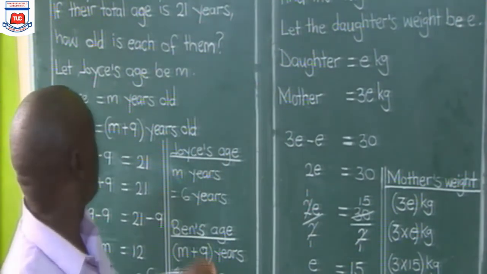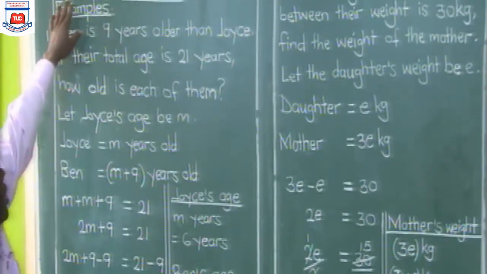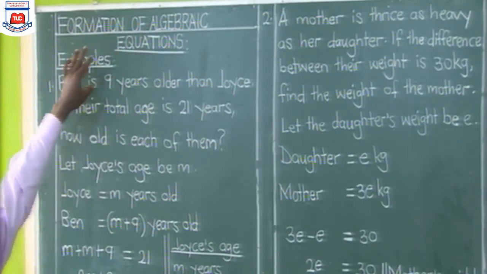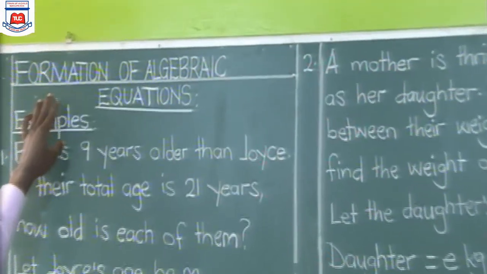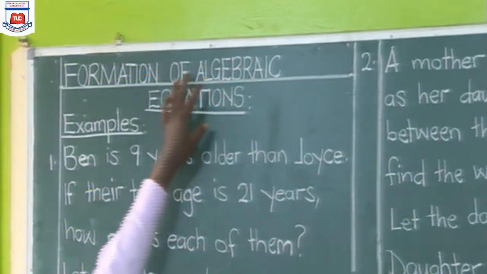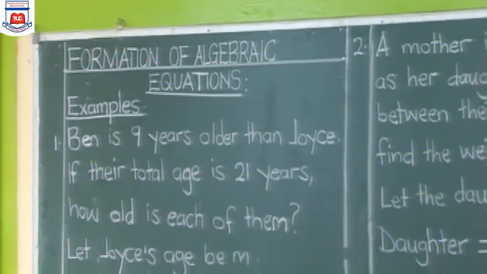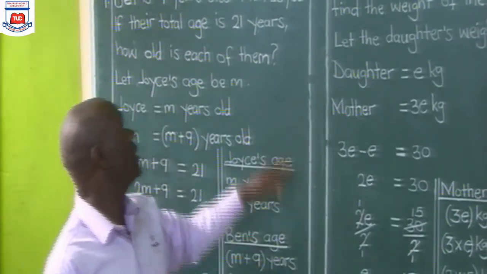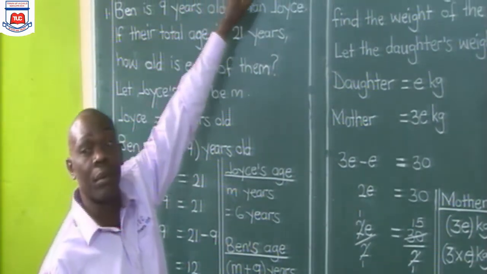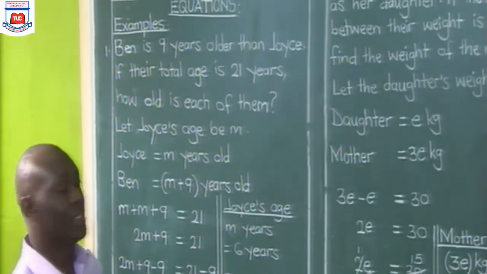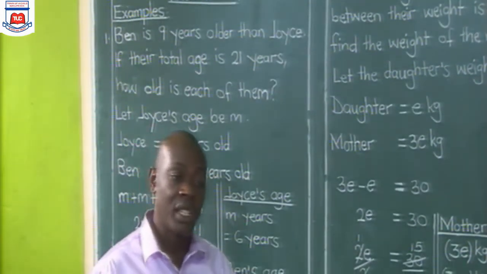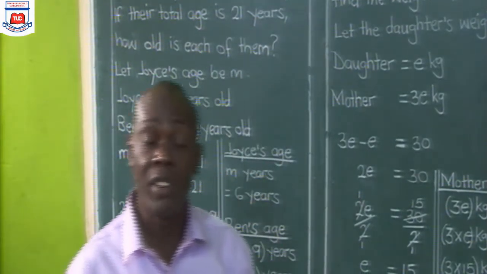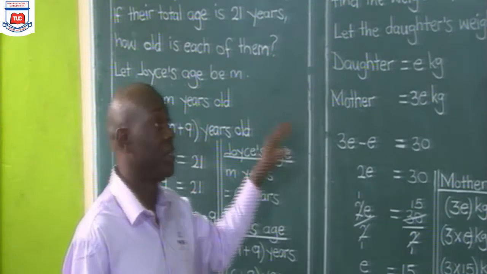Thus today, we are looking at formation of equations of algebra, which we have termed as formation of algebraic equations. An equation of algebra is, on the other hand, known as an algebraic equation. Today, you must follow strictly, for you never lack if you follow.